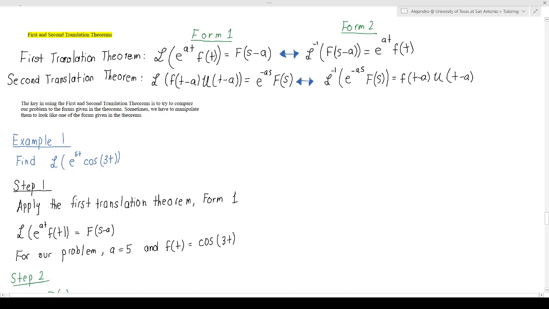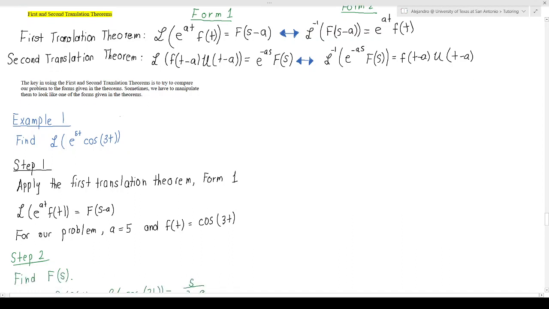It's also helpful to realize that these translation theorems can be used with the inverse. You can say the inverse Laplace transform of big F of s minus a is equal to e raised to the at times f of t. This is what I'll refer to as form 2. Actually, we'll talk about the second translation theorem in another video, but let's go ahead and look at the first translation theorem, how to apply it.